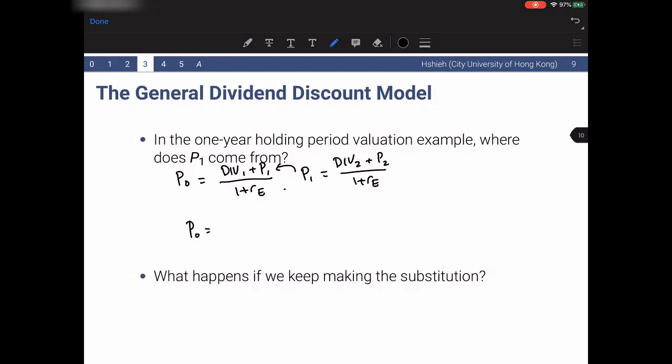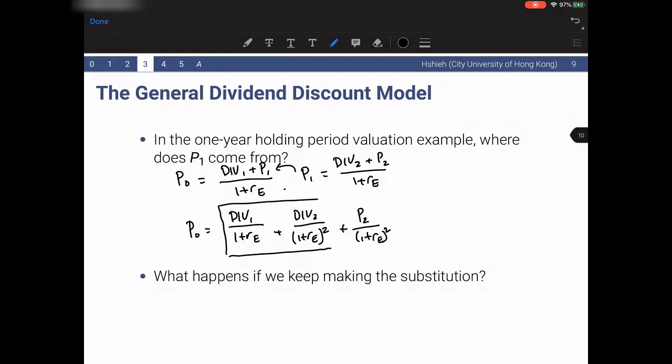Okay, so let's try substituting P1 into P0, and we should get the following form. So let me do that now. We should get div1 divided by 1 plus RE plus div2 divided by (1 plus RE) squared plus P2 over (1 plus RE) squared. Okay, so you kind of already see what's going to happen once we continue down this line. We will eventually have an infinite sequence of dividend payments, and if we go to infinity, P will just keep being substituted over and over again.